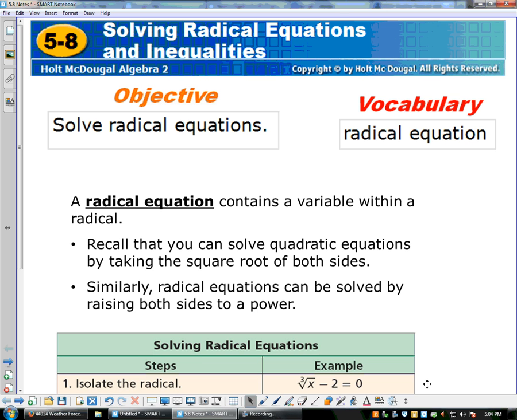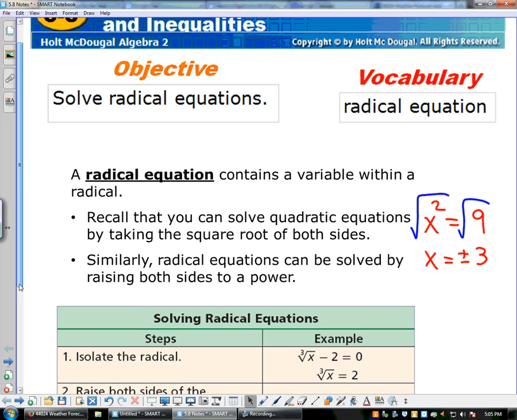Recall we have two steps. We can solve a quadratic equation by taking the square root of both sides. So if we had an example like maybe x squared was equal to 9, we would solve that by taking the square root of the left, square root of the right, and we would end up with x equaling plus or minus 3, because that was the square root of 9. Similarly, we're going to solve radical equations by raising both sides to a power. So kind of going the opposite direction there.